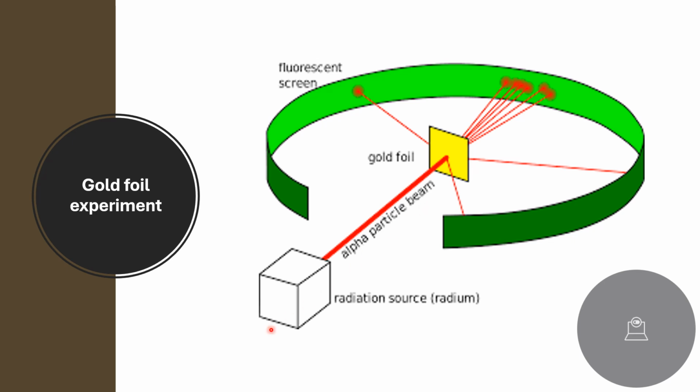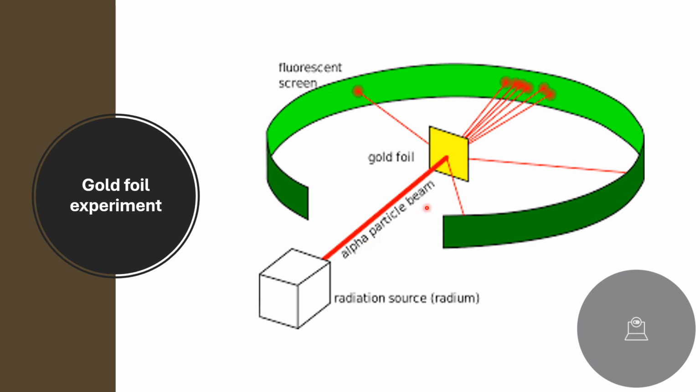He mentioned most of the alpha particles travel through the foil without any deflection. That means most of the alpha particles travel undeflected. His conclusion: the atom is mostly empty. That's why the alpha particles travel through the gold foil without any deflection.